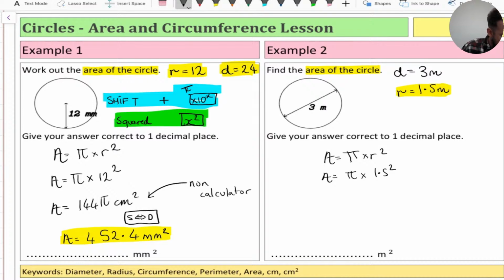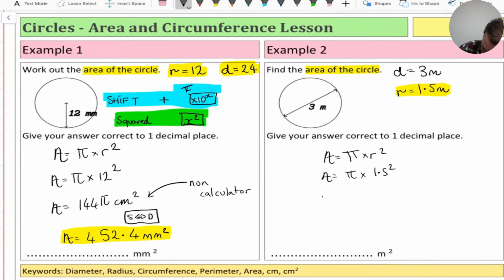And if I press equals on that, so my area is equal to, this one here is a little bit smaller, isn't it? To 1 decimal place, well, it's 7.068. So I need to round that to 1 decimal place, and that's going to be equal to 7.1 meters squared in this case, because it's area.